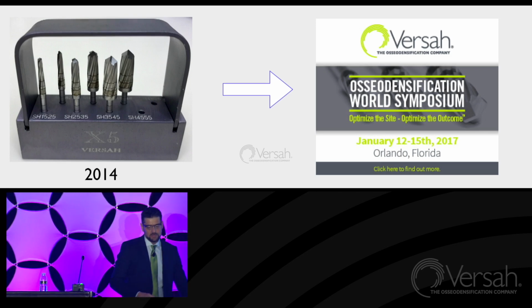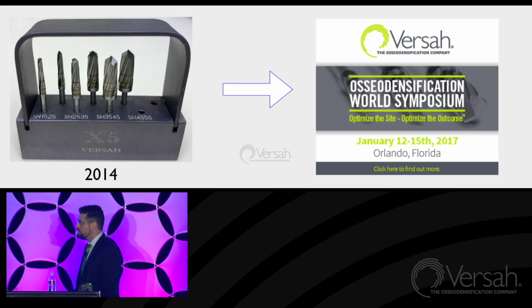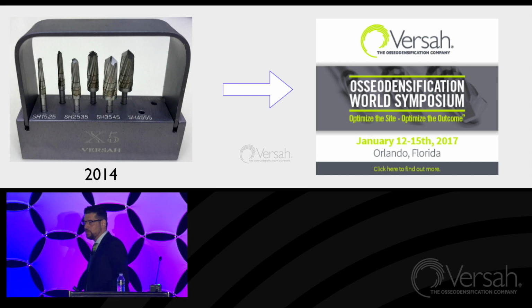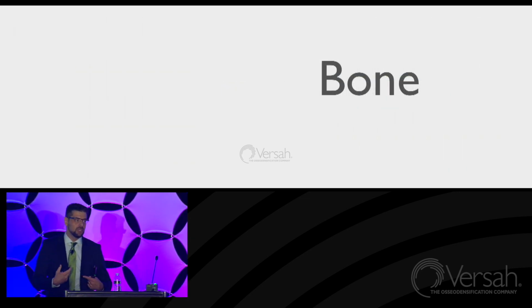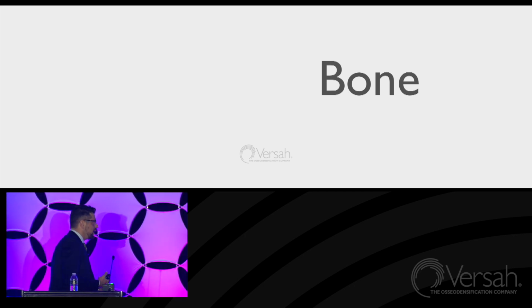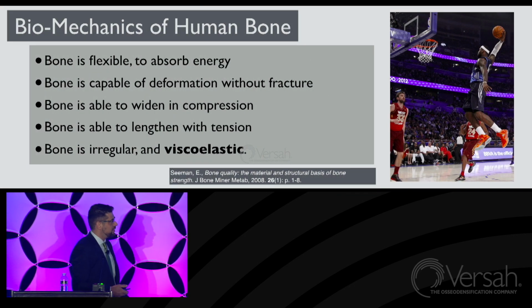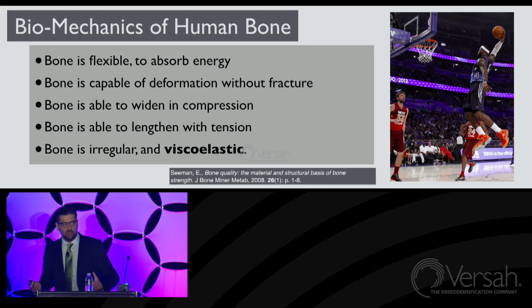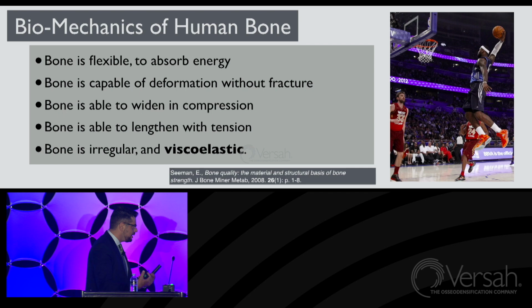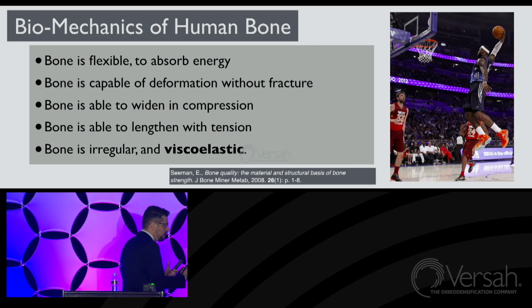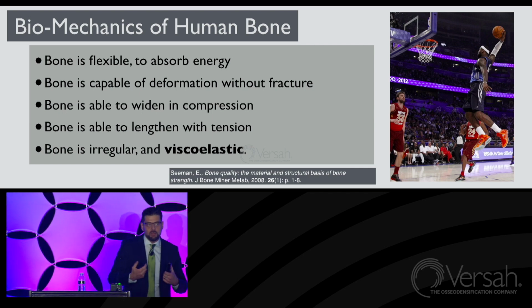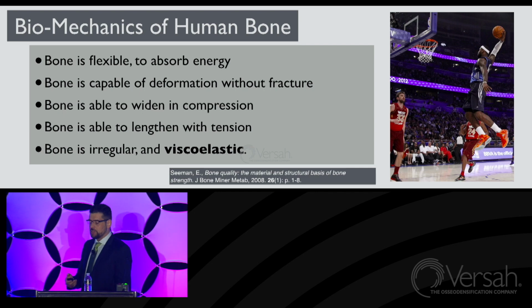So, having said all of that, we all know that bone is a very interesting tissue. Why is it so interesting? Because it has all these properties. That's what allows an athlete to jump this high and fall without breaking his bones. Bone is flexible when needed. It can widen in compression, can lengthen in tension. So it does have all these properties that we may not be paying too much attention to.